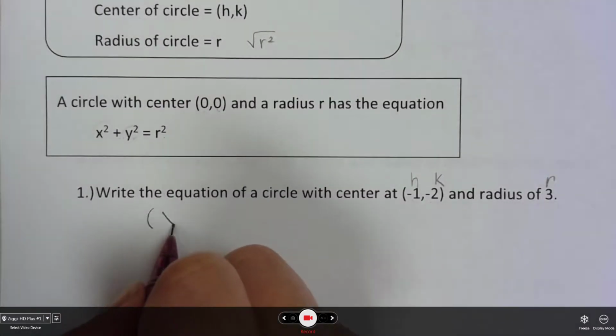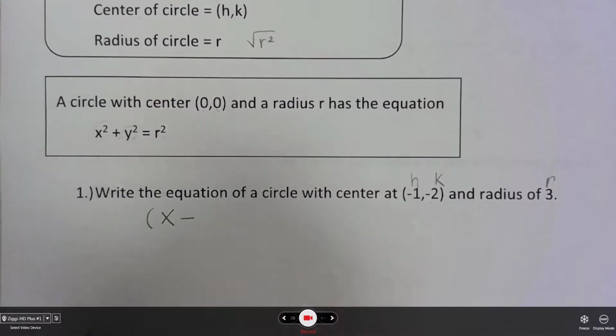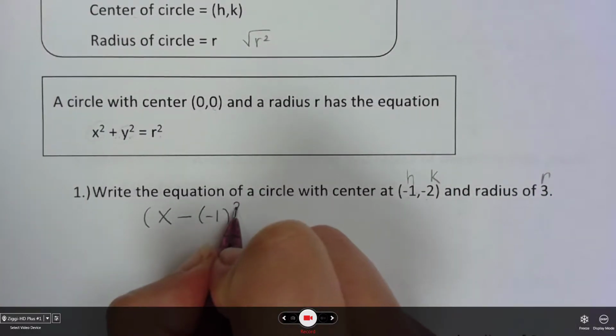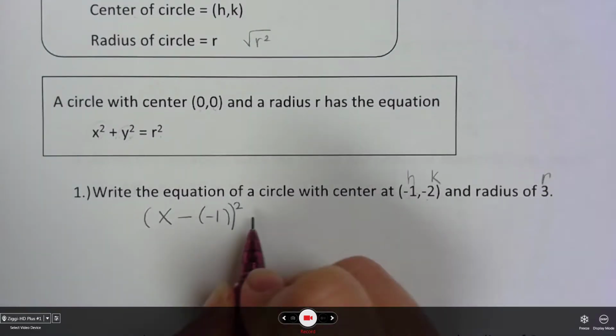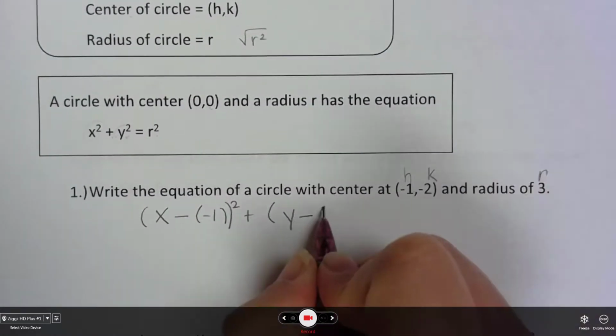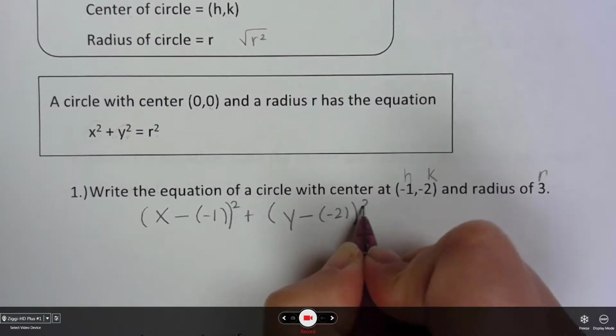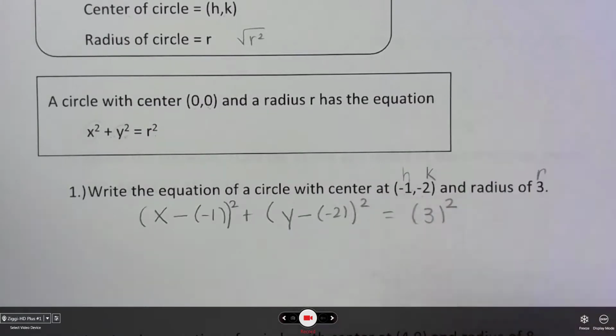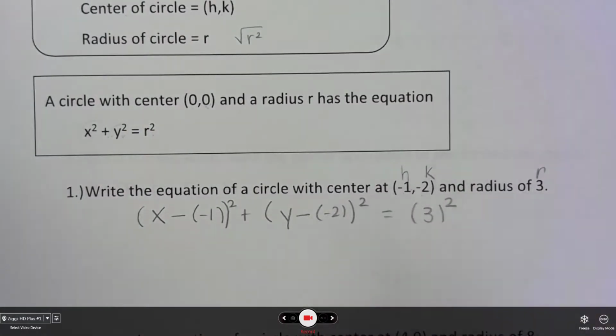The formula says x minus h, so h is -1, squared. Then y minus k, and k is -2, squared. And then r is 3, and we're going to square it. So make sure you get the squared on each one.